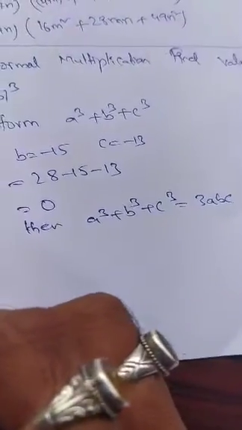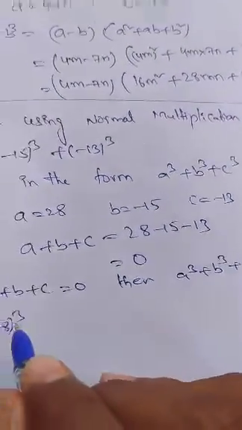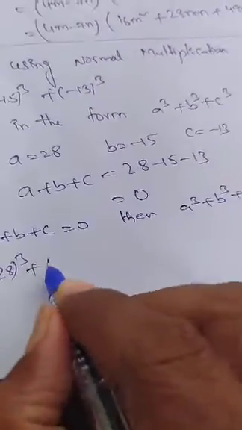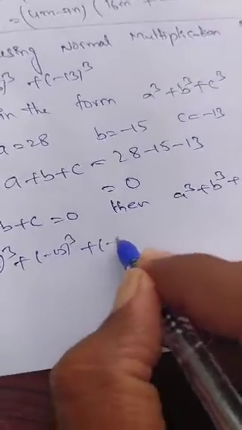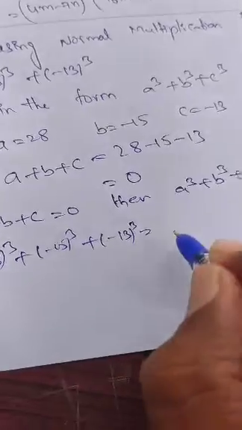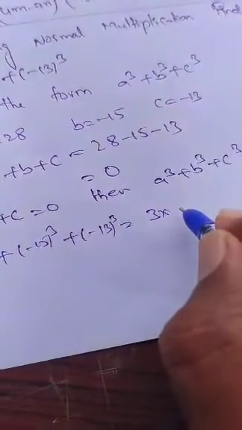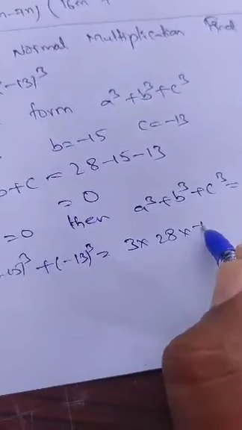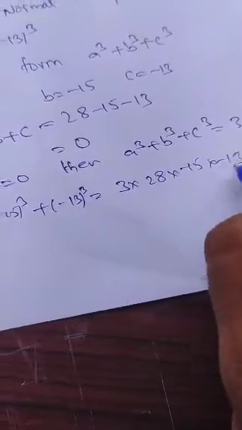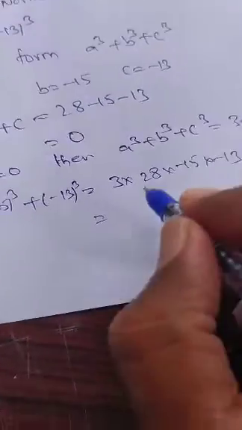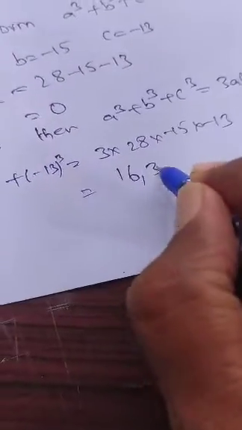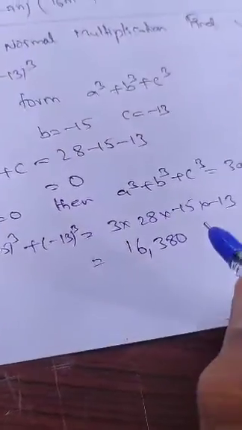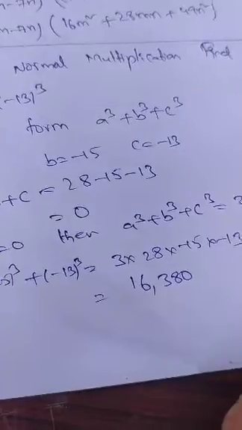So the given question, 28 whole cube plus minus 15 whole cube plus minus 13 whole cube, is equal to 3 into a value into b value into c value. So the overall answer will become 16,380.